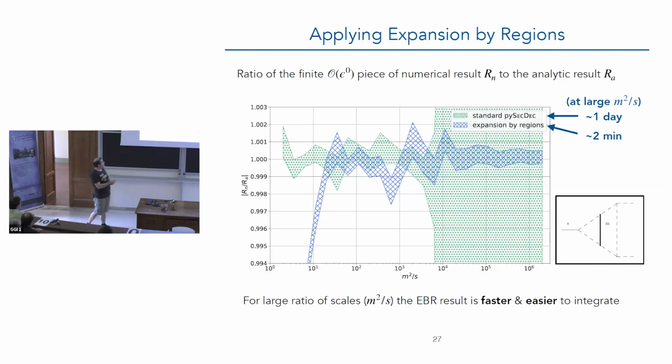You can also find that it's actually very much more stable in some cases. So when you have very large hierarchies, the numerical integration gets easier because you don't have these large scales in the numerical integral. And this just gives you a comparison of a numerical integral that we did versus its analytic result. You see that the error on the expansion by region result for large m²/s is much smaller than the standard PySecDec approach, and the time is dramatically less.